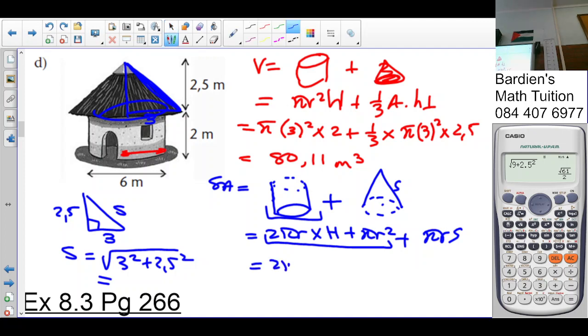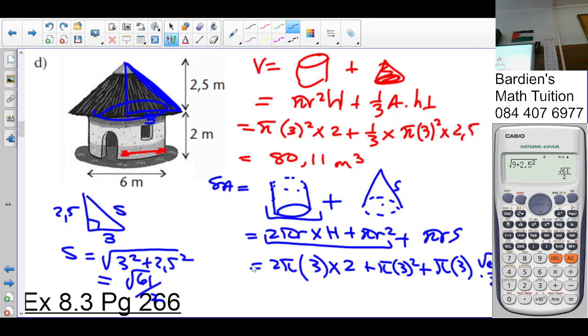So that's going to give you 2 pi r, which is 3, times the height, which is 2, plus pi times 3 squared, plus pi times 3 times the root 61 over 2. So we go 2 pi times 3 times 2 plus pi times 3 squared plus pi times 3 times the answer here. It gives you 102.78.